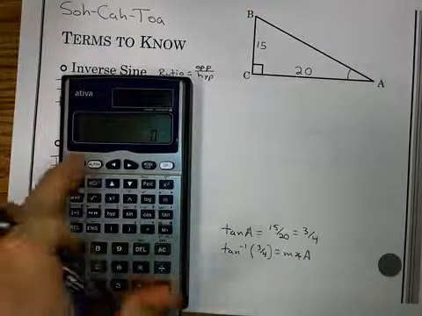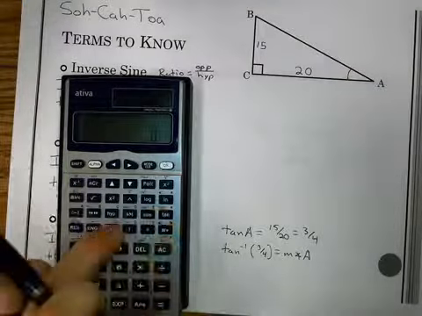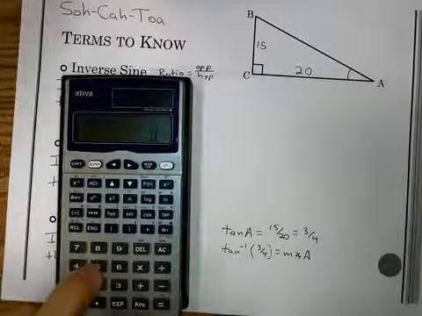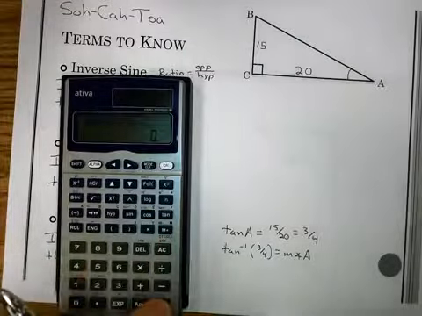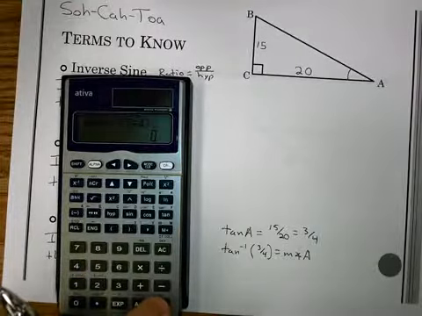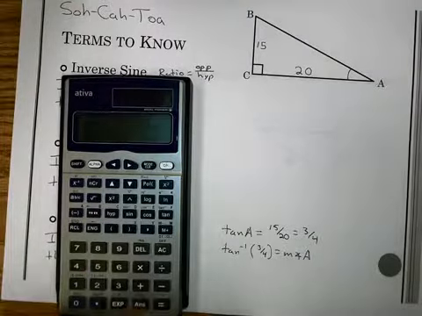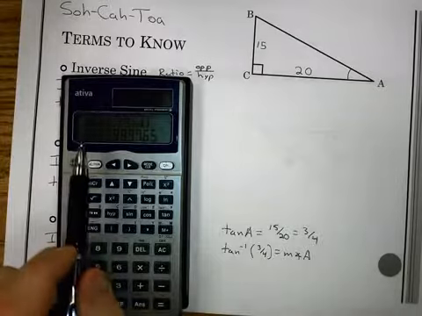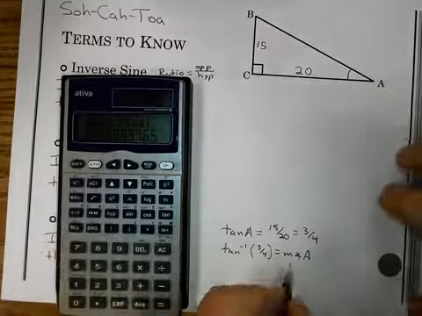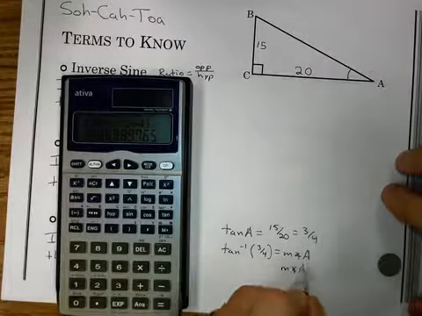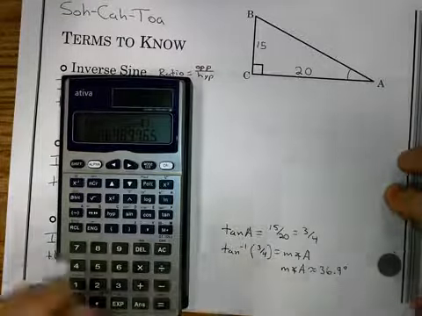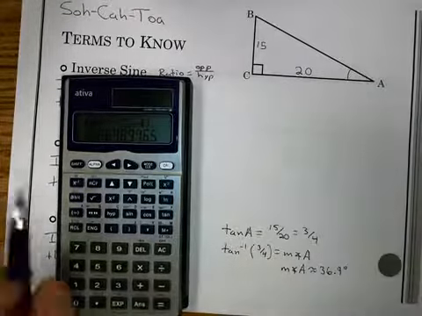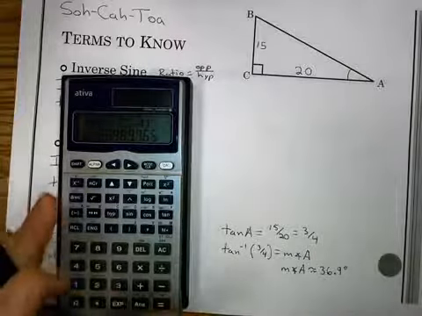So I'm going to do shift tan inverse, and then in parentheses, I'm going to do 3 divided by 4. If you didn't want to do it as a fraction, you could have done 0.75, because that's 3/4. Okay, I hit equals, and I don't know if you can see that on your screen, but we get that it is about 36.9 degrees using that.